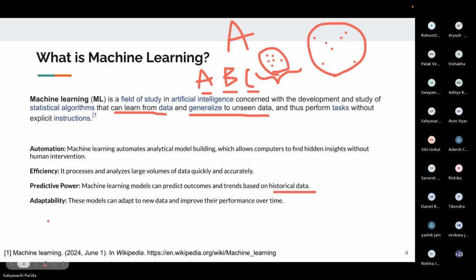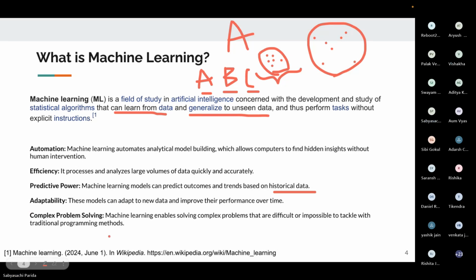And the other thing is adaptability. So automation, efficiency, predictive power, and adaptability are the main concepts around machine learning. And also complex problem solving. It can be used to solve complex problems which might not be possible with human intelligence at this point in time.